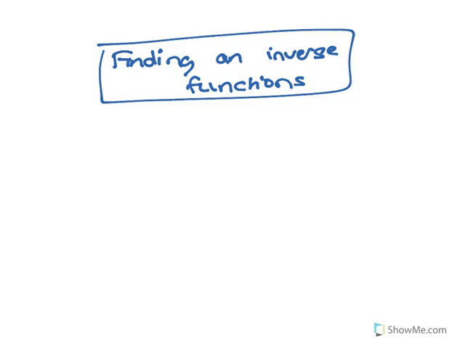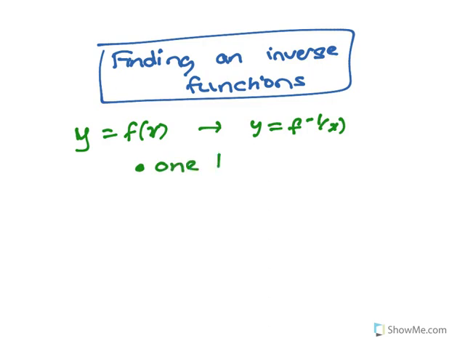Okay, looking at finding an inverse function. So basically, if y equals f of x, and you want to find the inverse function f of minus x, the steps that you do, first of all, it has to be 1-to-1 in order for it to even work, otherwise it's not even going to be a function.